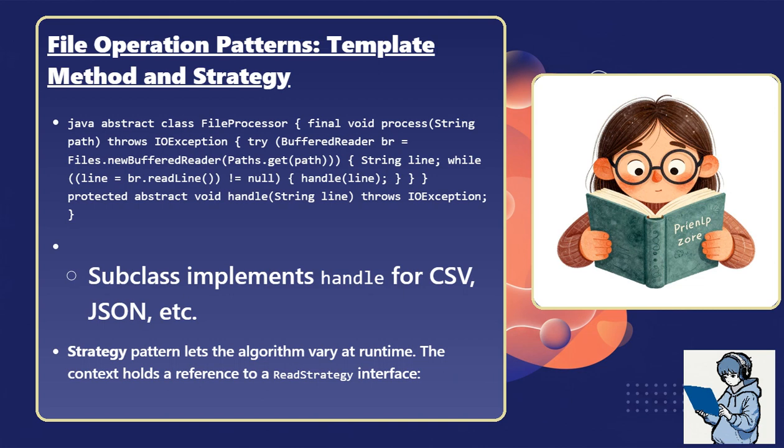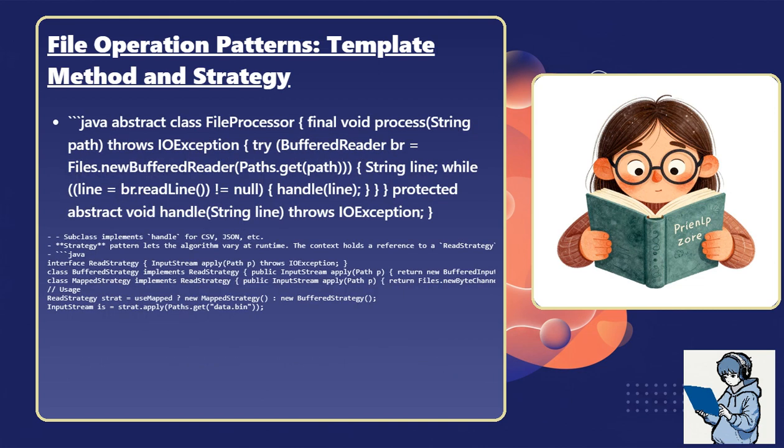Strategy pattern lets the algorithm vary at runtime. The context holds a reference to a ReadStrategy interface. The ReadStrategy interface declares a method apply that takes a path and returns an input stream, possibly throwing IOException. BufferedStrategy implements ReadStrategy with an apply method that returns a new BufferedInputStream for the given path. MappedStrategy implements ReadStrategy with an apply method that maps the file into memory as a read-only byte channel and returns an input stream.